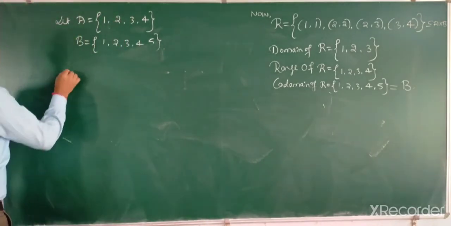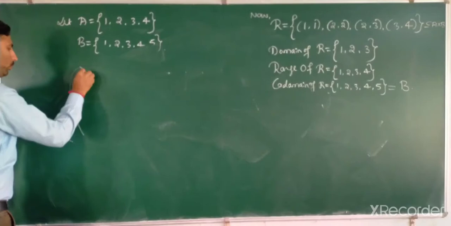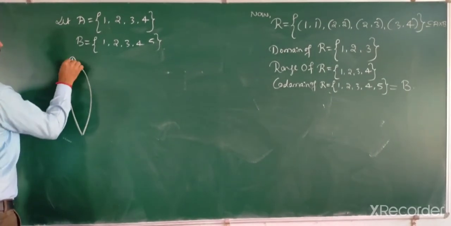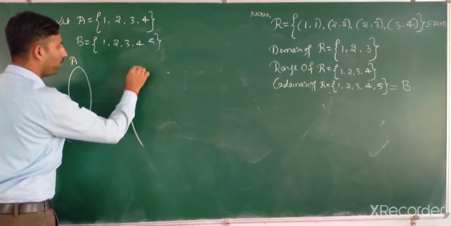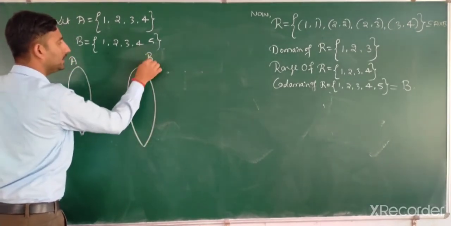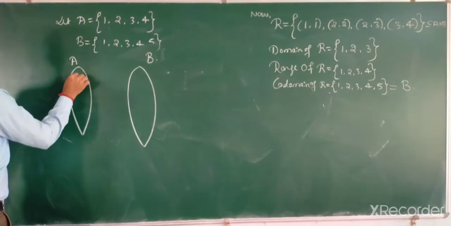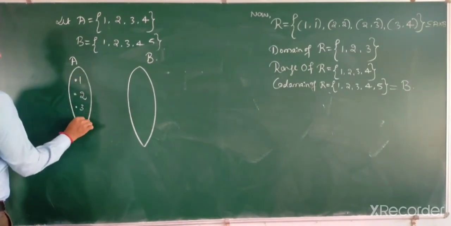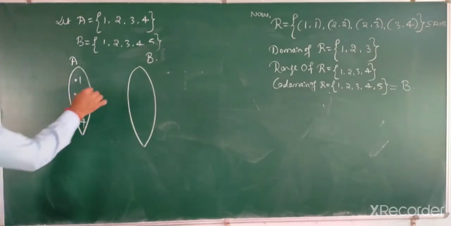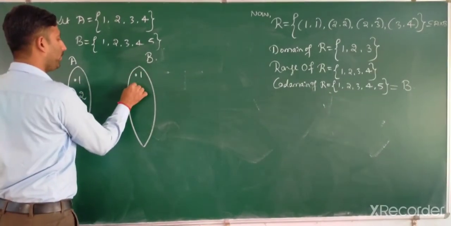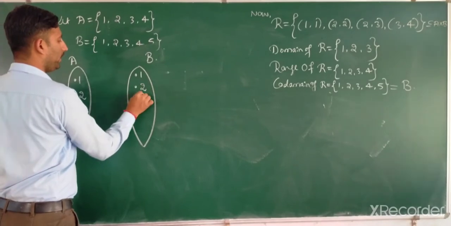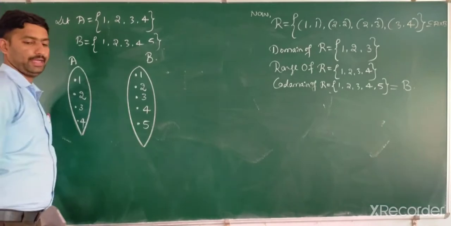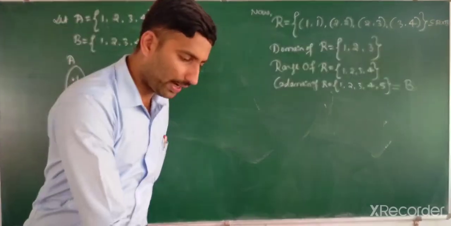Graphs. Just to collect two sets, call them A and B. What are the elements? In A there will be 1, 2, 3, and 4, and in B there will be 1, 2, 3, 4, and 5.